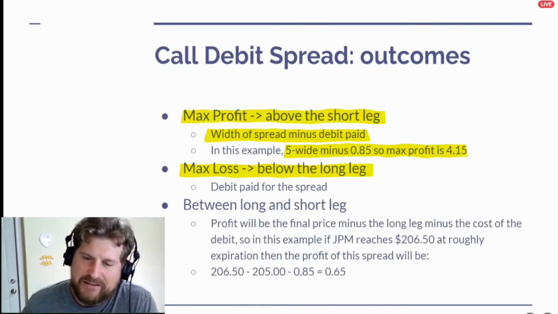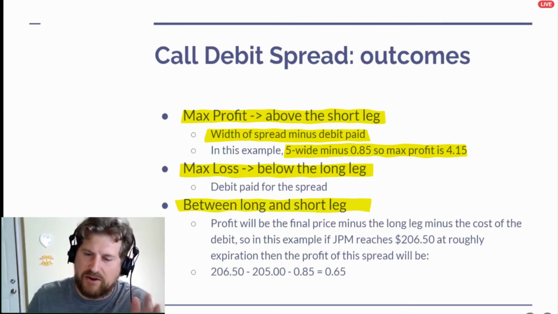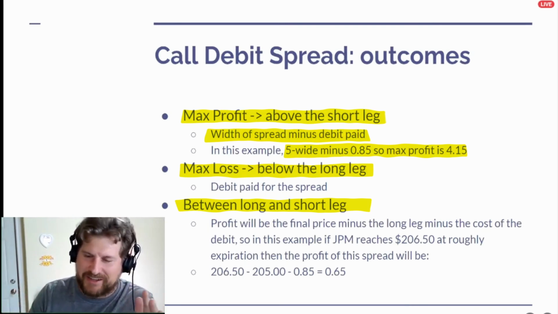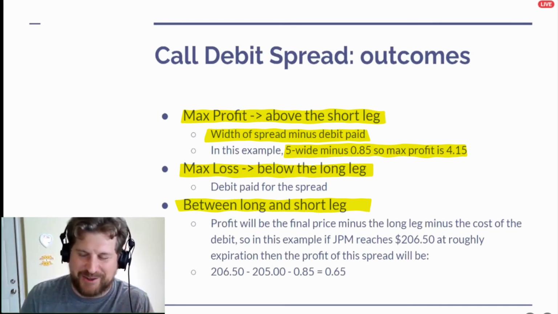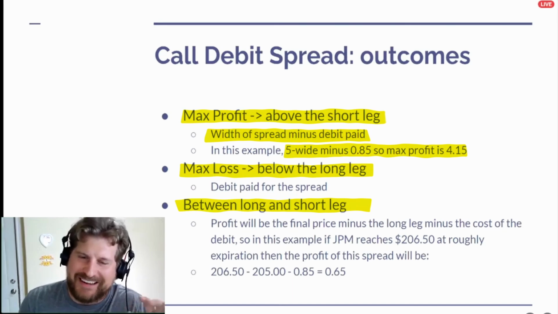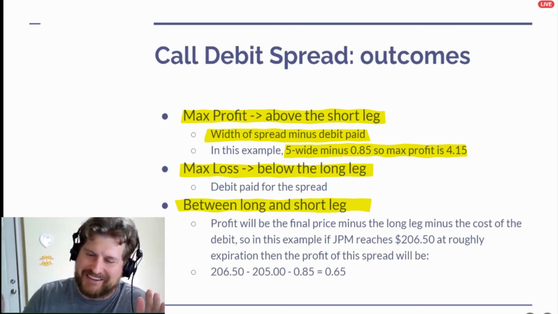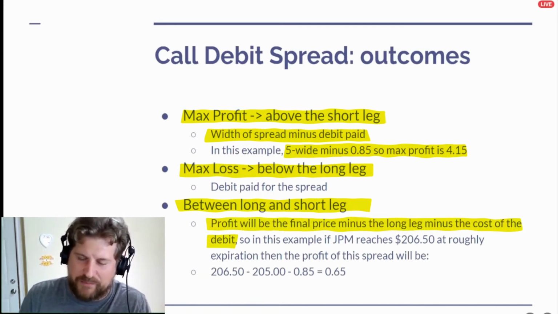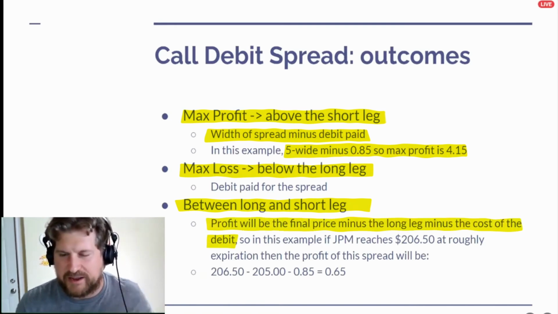And then finally, if the stock price at expiration is somewhere between the long leg and the short leg, then your calculated profit is just a little bit trickier. I don't want to spend too long on exactly describing this, but in a nutshell, as long as the underlying price is above the sum of the debit you paid to get in and the long leg, you'll wind up being profitable.